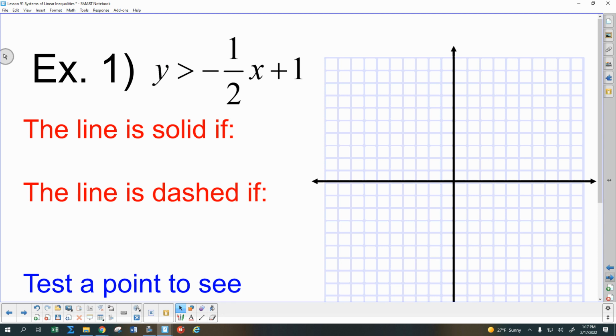So the first one that we're going to do is y is greater than negative a half x plus 1. These are called linear inequalities because either they already are, or we could get them in the form for y's by itself, and the other side is mx plus b, and we know if it's an equation, not an inequality, that's the slope-intercept form of the line. But now we're changing the equal to a greater than or a less than.